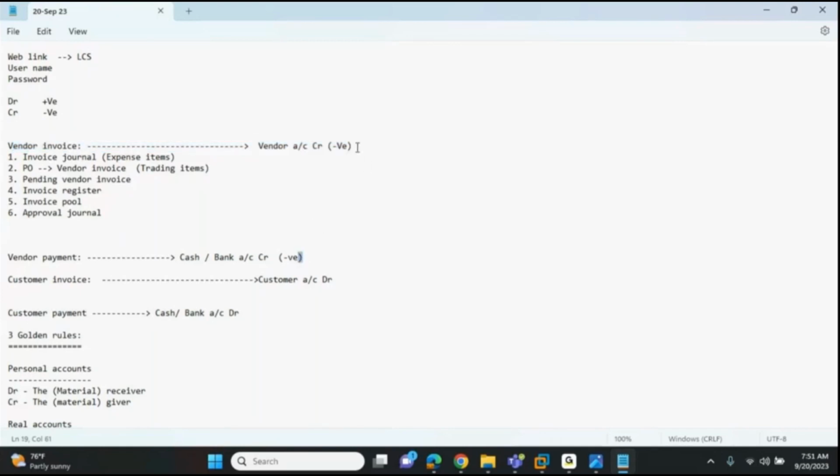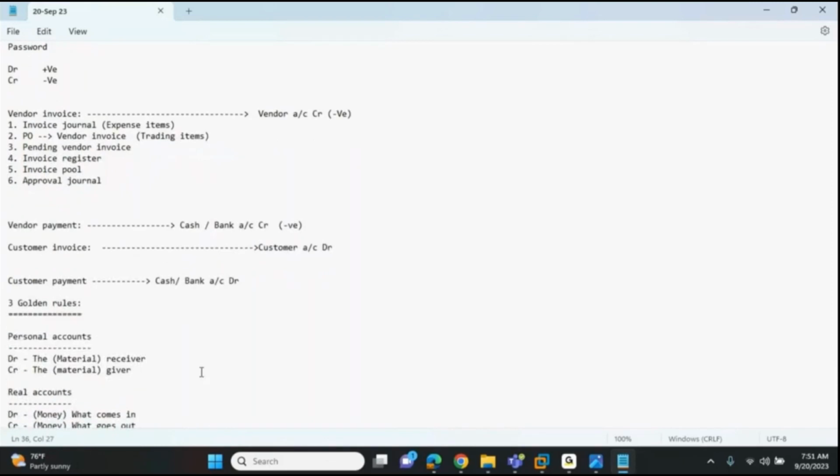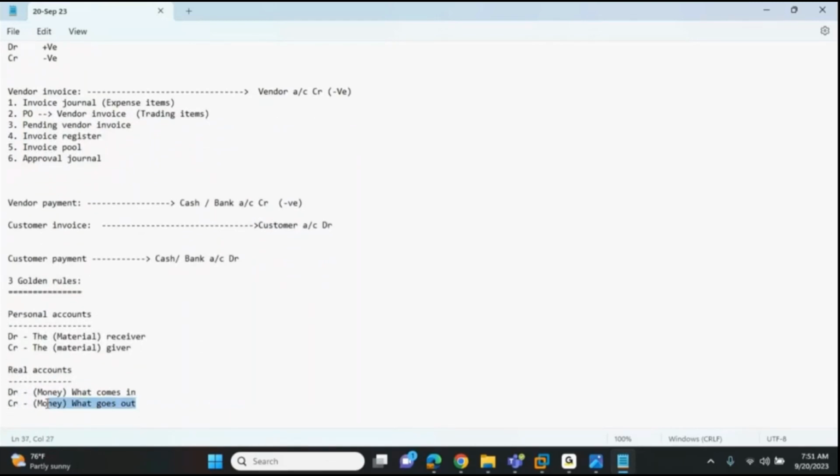The opposite entry we will see later. First you need to remember one single line. What is debit, I will explain later. At the time of the vendor invoice, the vendor account will be credited. At the time of vendor payment, my bank or cash balance will be decreased. So for personal accounts, credit the giver. For real accounts, money that goes out is credit. My money is going out, credit.